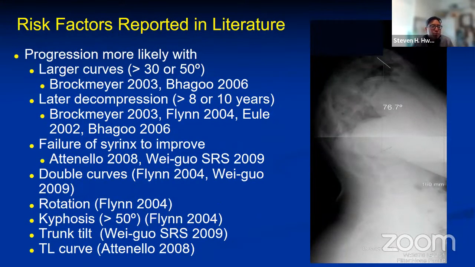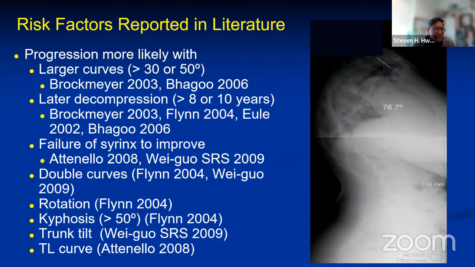And then the risk factors for progression tend to be predominantly curve size. So if the curves are over 30 degrees, some articles say 40 or 50, even if you treat the Chiari, the curves tend to progress. And if you do it later, so kids are older, some articles say 8, some say 10, but consistently those two are reproduced in the literature.